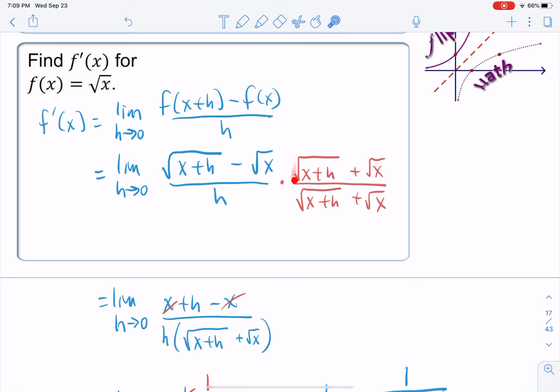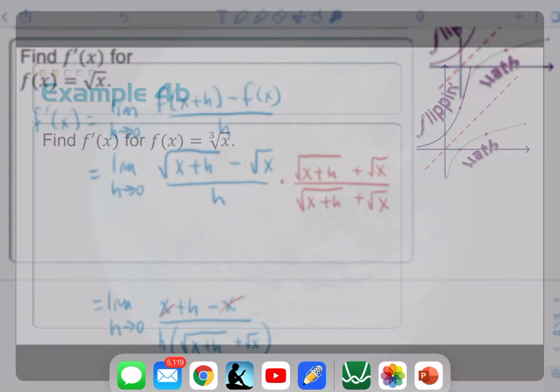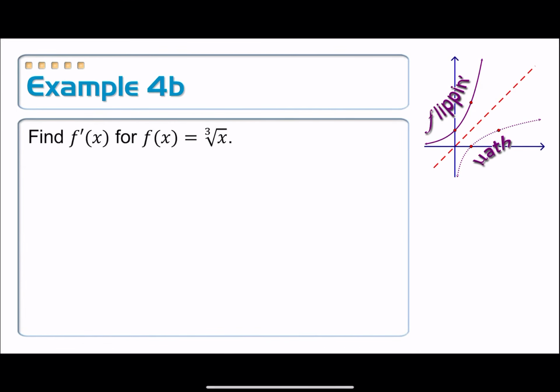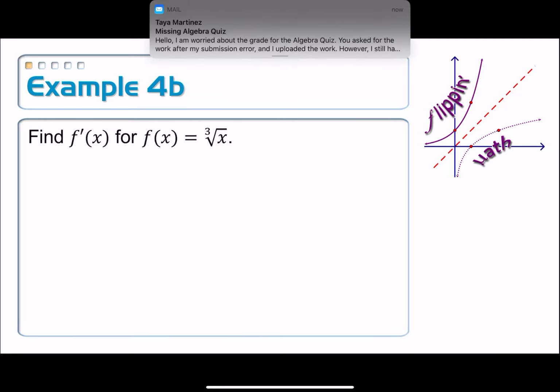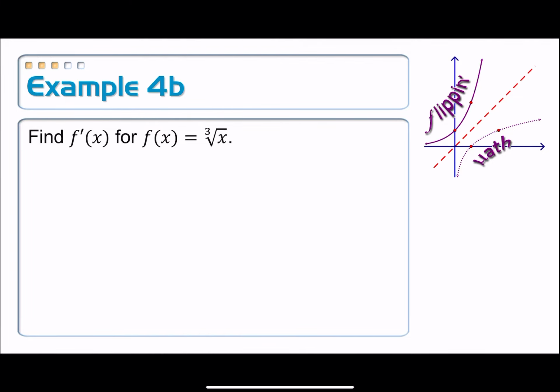So here was the conjugate. This was the conjugate when it's a square root. I wonder what the conjugate is when it's a cube root. Is it the same thing? I don't know. That's for you to figure out. And we'll talk about that specifically in class. You AB kids, if you want the extra challenge, you can go ahead and give it a go. And we'll see what you come up with.